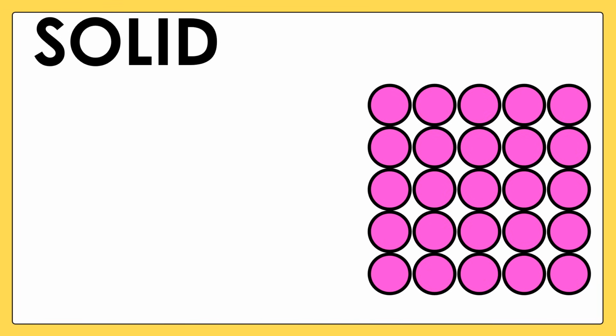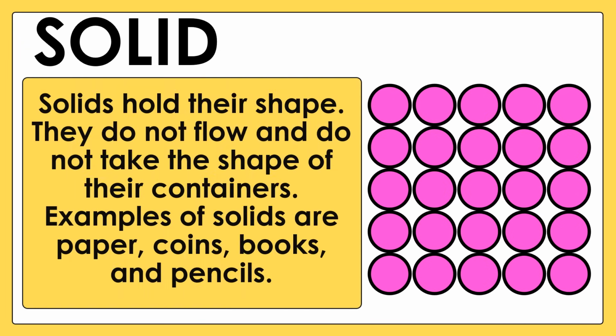This time, let's talk about the states of matter. Let's first have solid. Solids hold their shape, they do not flow and do not take the shape of their containers. Examples of solids are paper, coins, books, and pencils.